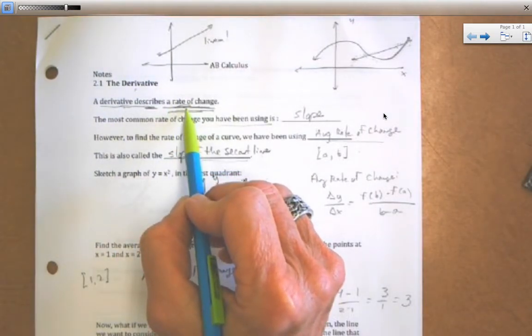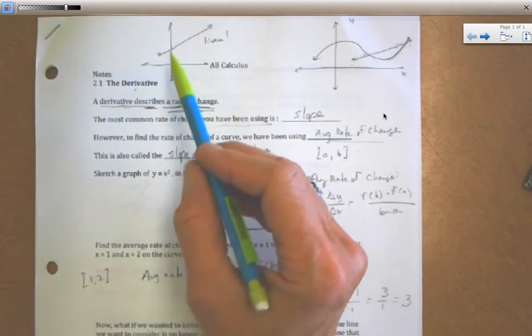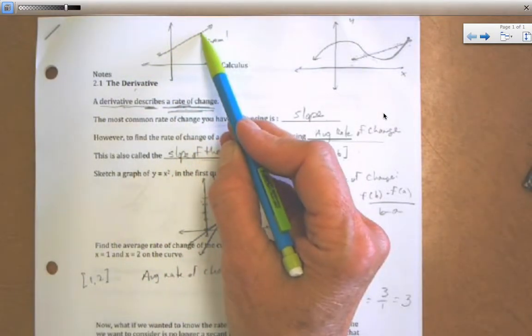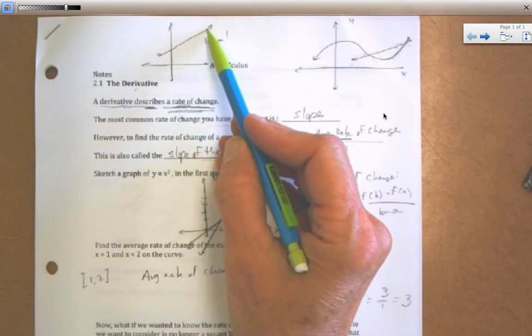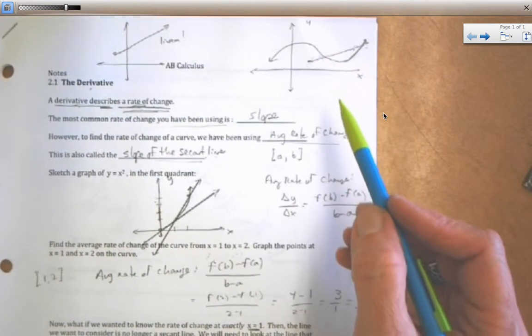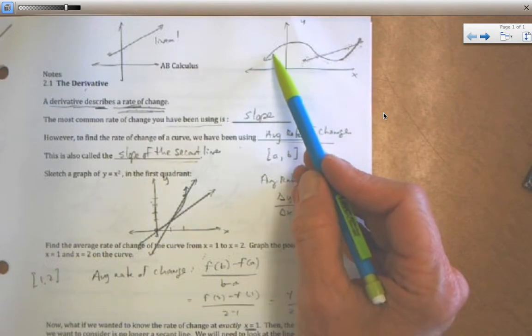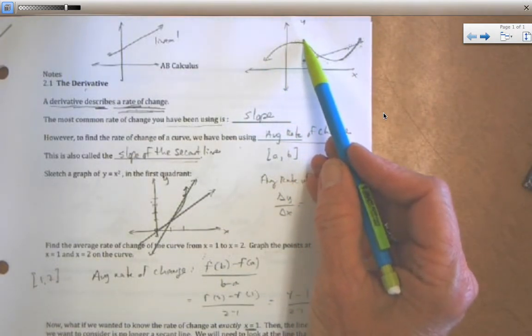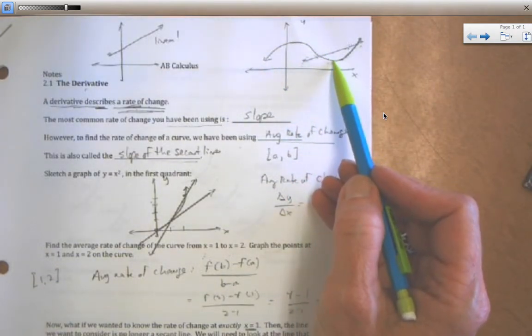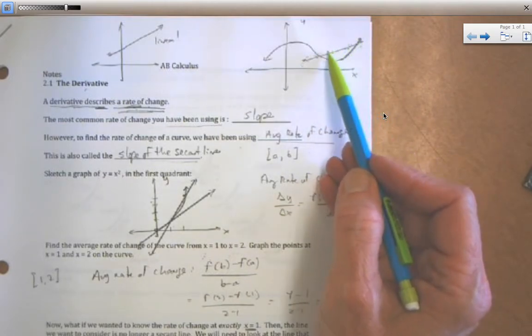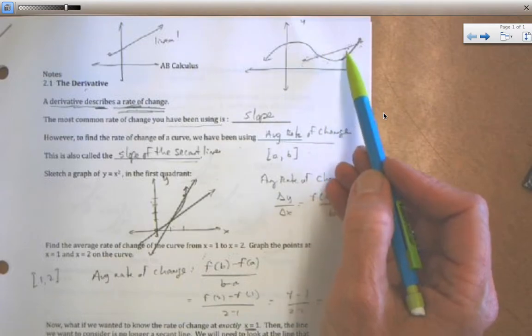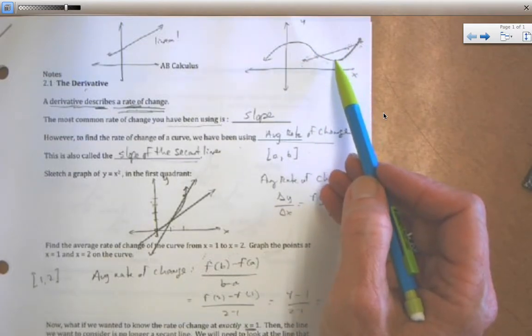And the most common rate of change you've been working with is that linear relationship where it's a consistent rate of change throughout the function. But not all functions change at a consistent rate. For example, this one is increasing and then it decreases and then it increases again. So the slope of this line doesn't accurately describe how this function changes from one position to the next.